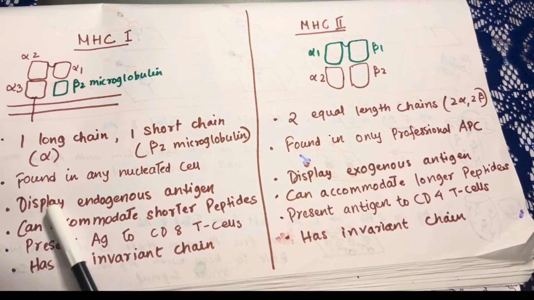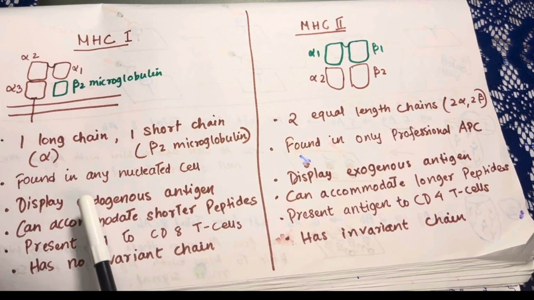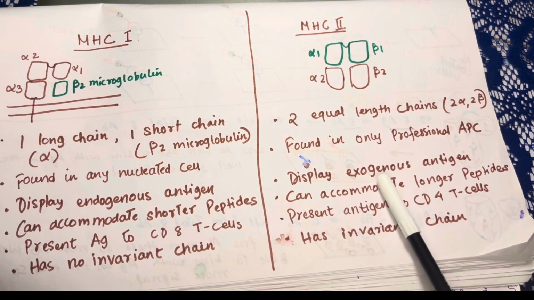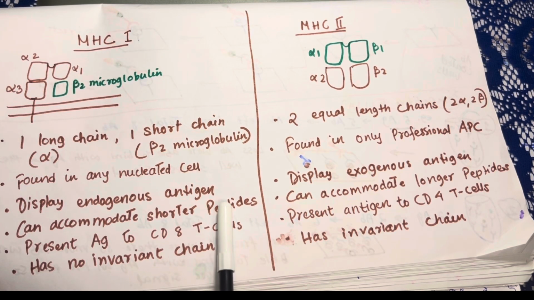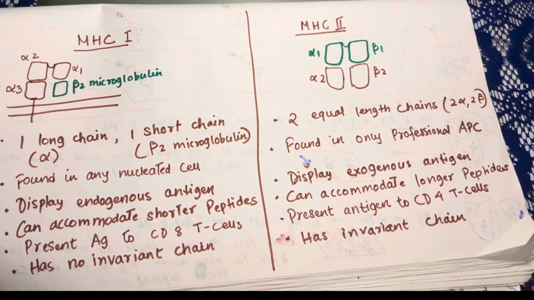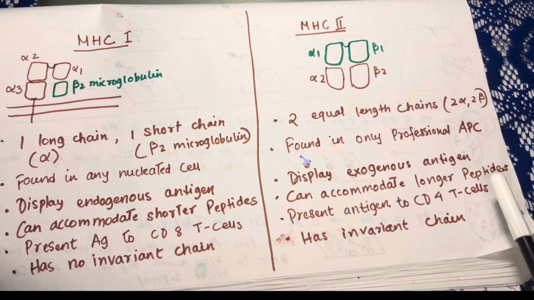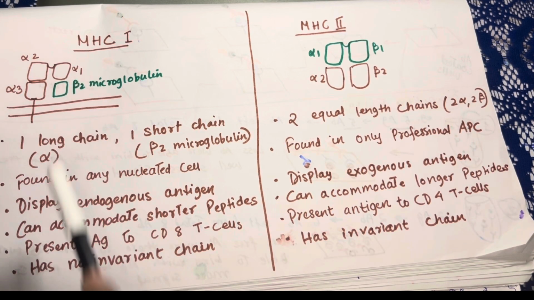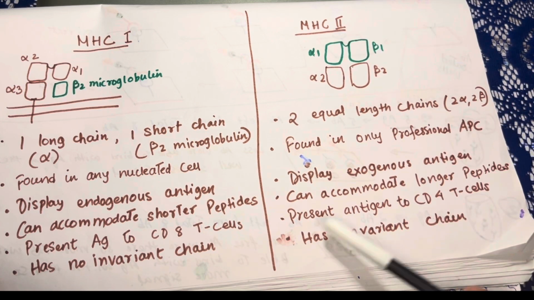MHC class 1 displays endogenous antigen. I have already discussed endogenous and exogenous. MHC class 2 displays exogenous antigens. MHC class 1 can accommodate shorter peptides, while MHC class 2 can accommodate longer peptides. MHC class 1 presents antigen to CD8 T cells, and MHC class 2 presents antigen to CD4 T cells, two different types of T cell. MHC class 1 has no invariant chain, and MHC class 2 has an invariant chain.